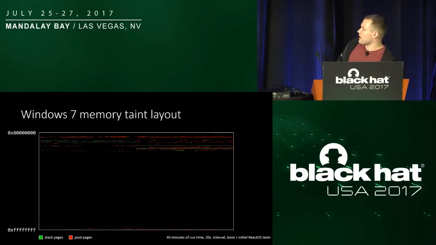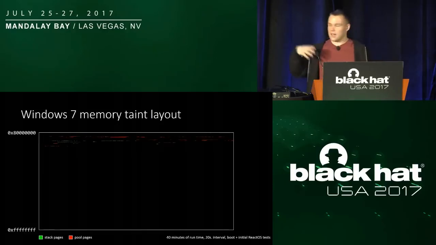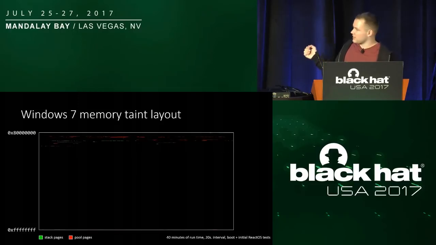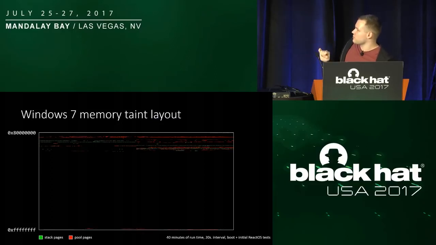Oh, you can actually see that quite well. I created a small visualization of the whole address space in Windows 7. Here you can see the whole 2 GB kernel address space over time. This is an image of dimensions 1024 by 512. Each pixel is a single memory page, and the pages that have some stack memory taint are marked in green, and the pool ones are marked in red.